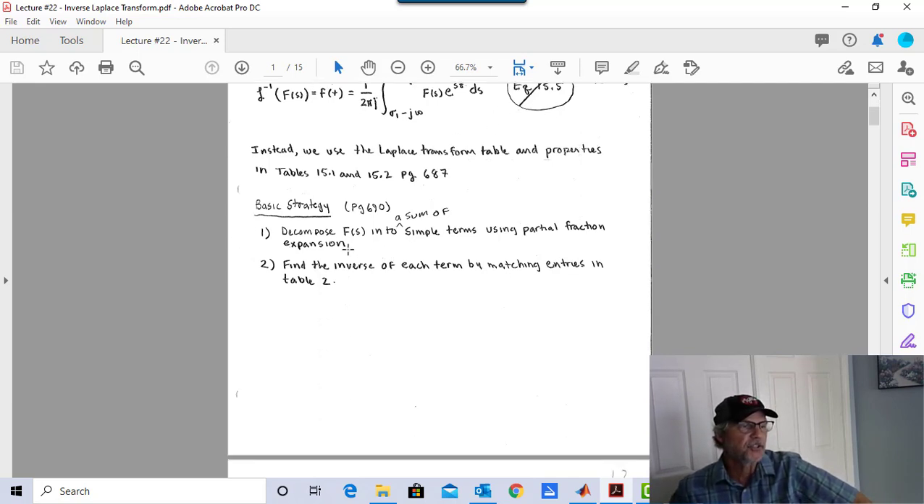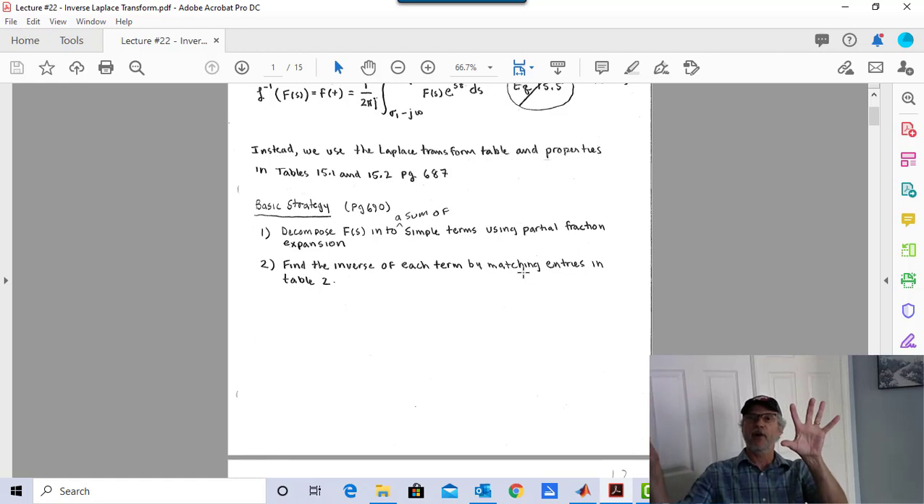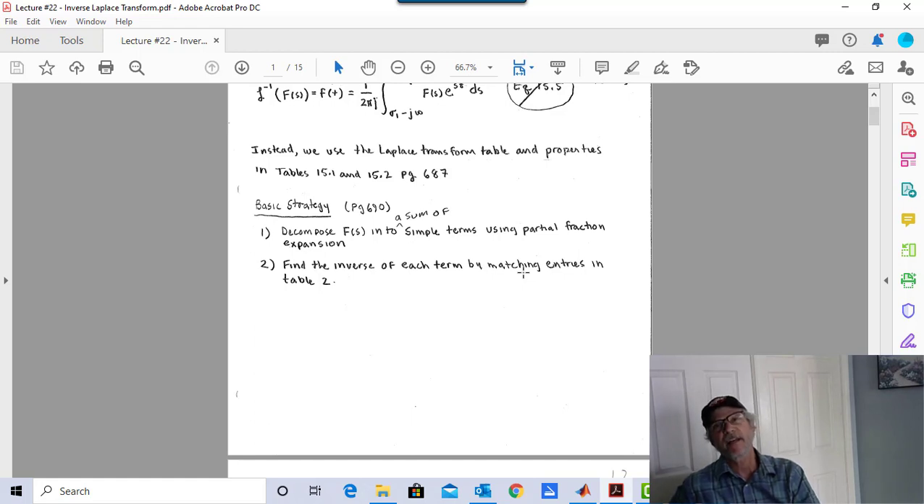So here is our basic strategy. We're going to be given F of s, which is a great big transfer function, or at least it's reasonably big. And we're going to decompose F of s into a sum of just simple terms using partial fraction expansions. Then, once we have all these little partial fraction terms, we're going to go into the Laplace transform table and just read their inverse Laplace transforms right from the table. So the trick here is breaking up complicated things into simple things, and that's really what this lecture will focus on.